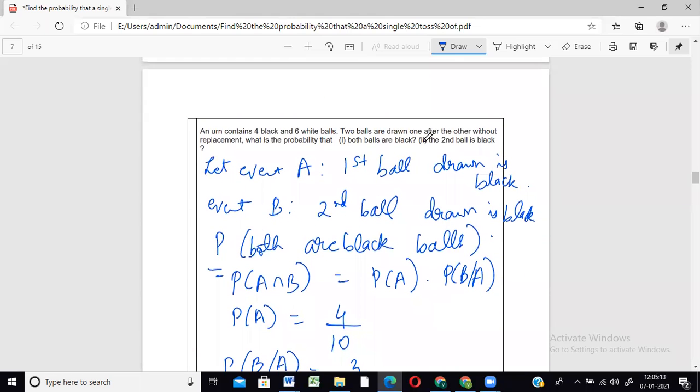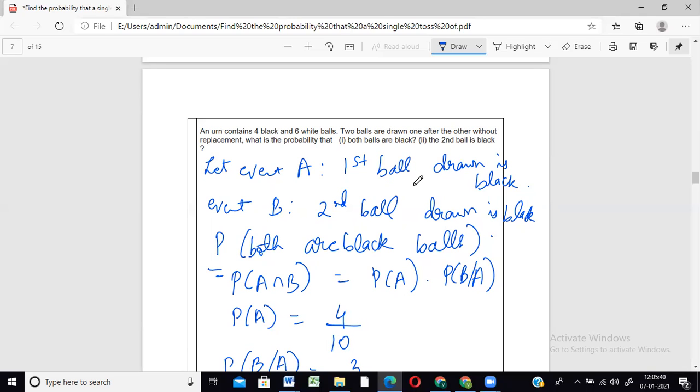Now the next one is: the second ball is black. The condition they're telling you is that the second ball is black. See, there are two balls being drawn, one after the other, without replacement. The first one that has come has come, and the one you chose first you're not putting back into the container. Then you just have to see that the second ball has to be black. What is the probability, or what are the chances?